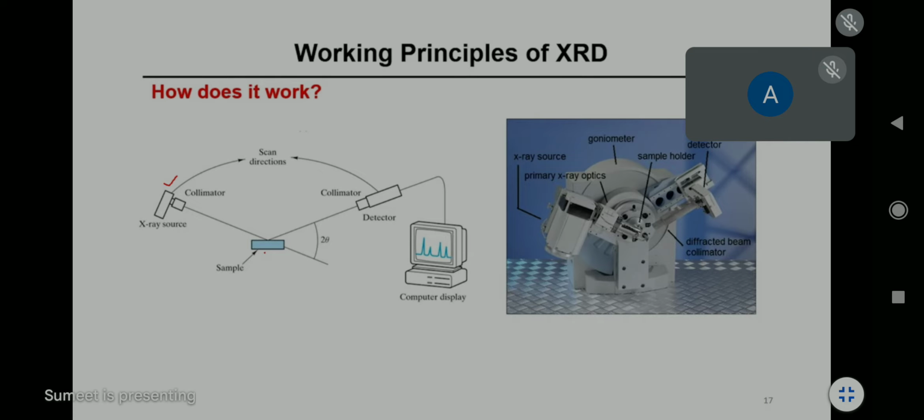A material has atoms arranged in a particular fashion, and all these atoms will have different planes surrounding them. So this is the detector, and this is how the actual machine will look. So this is your source. Here is your sample. Here incoming X-rays are coming. It is diffracted and detected by this detector, and these detectors are moving in a circular fashion.